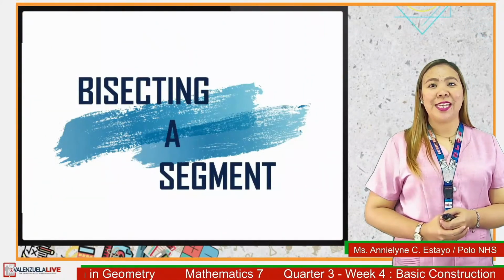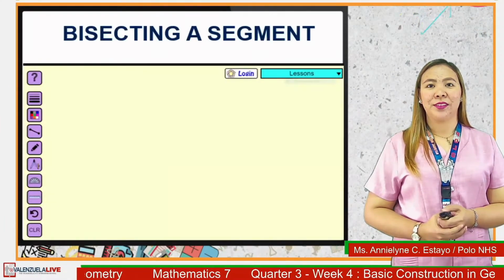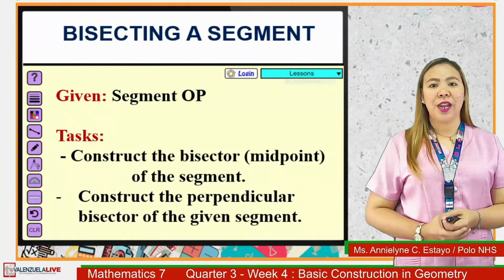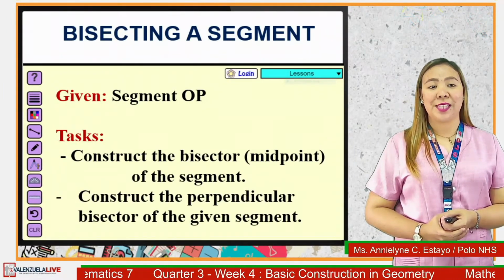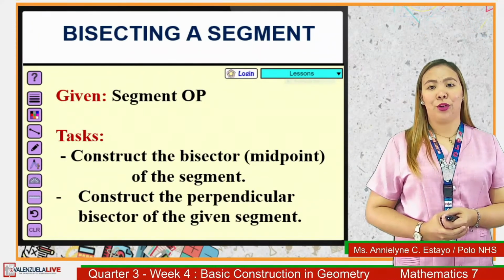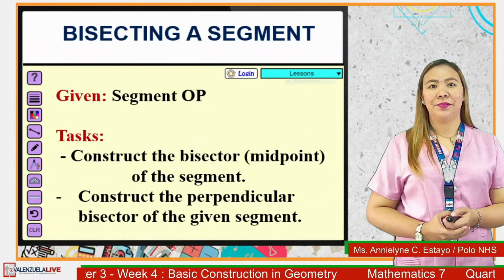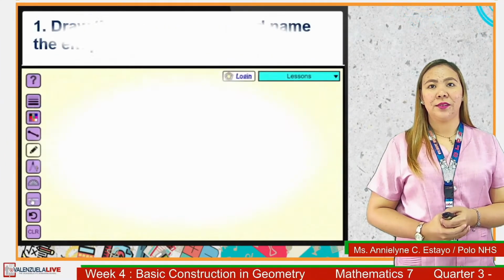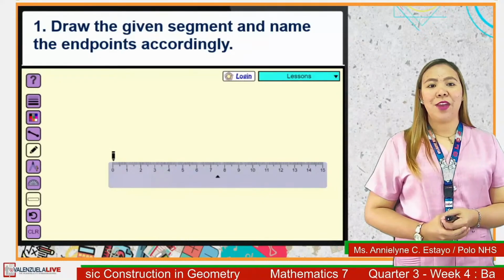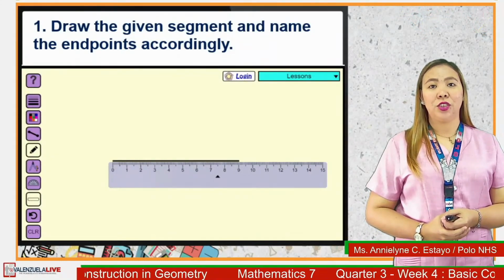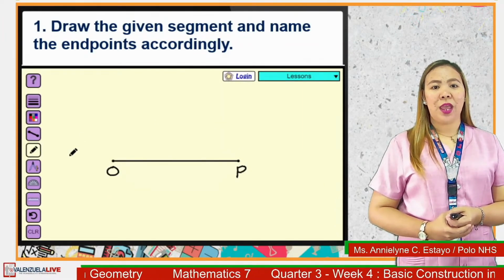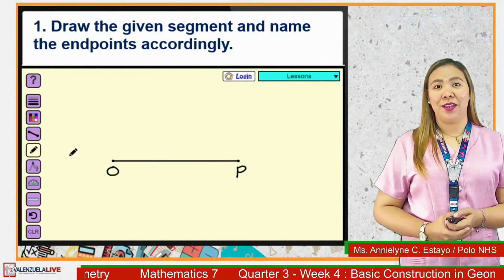Third construction is bisecting a segment. Given segment OP, the task is to construct the bisector or midpoint of the segment. The second task is to construct the perpendicular bisector of the given segment. Step 1, draw the given segment using a straight edge. Name the endpoints as points O and P.